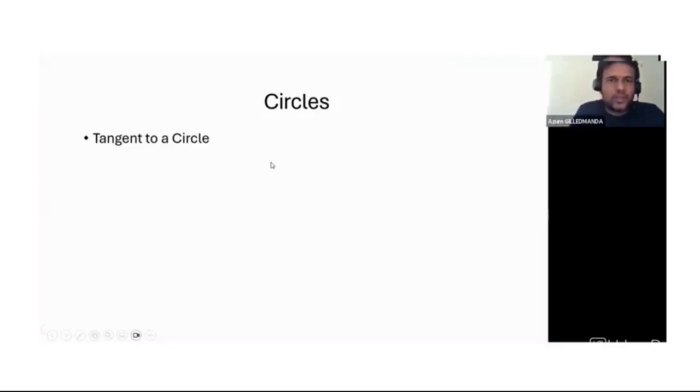So in circles, today we are going to talk about tangents to a circle. Okay, so let's understand what a tangent is. Let me draw a circle here, right? So we know this is a circle. If I draw a line, for example, a line XY here, which is not touching the circle, what happens if I draw a line here?